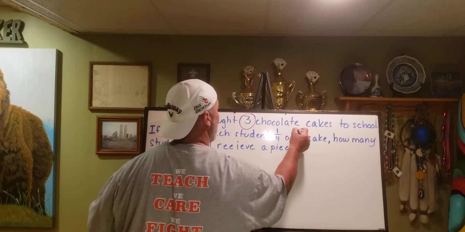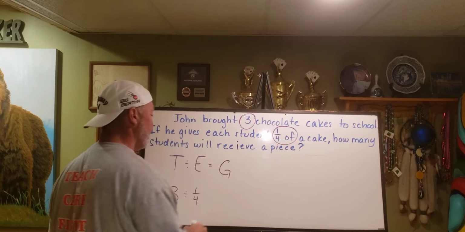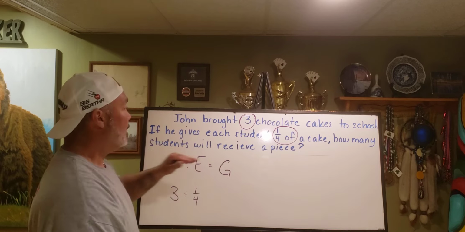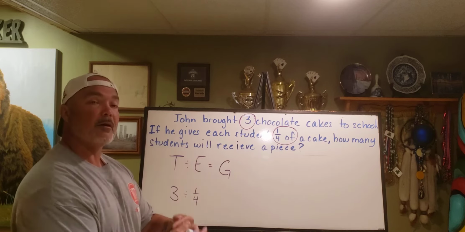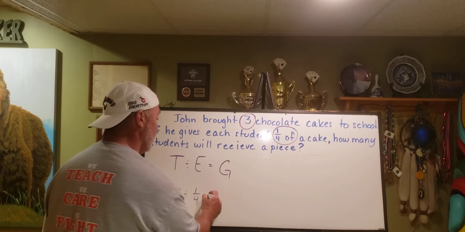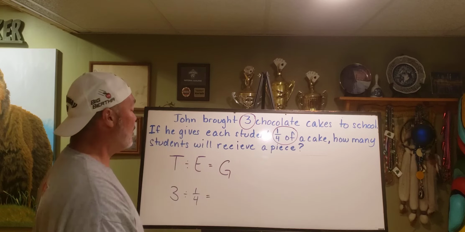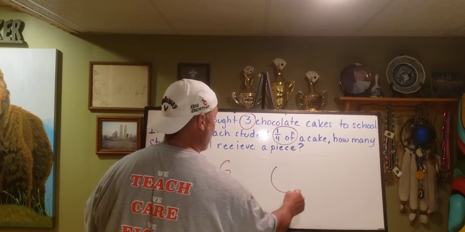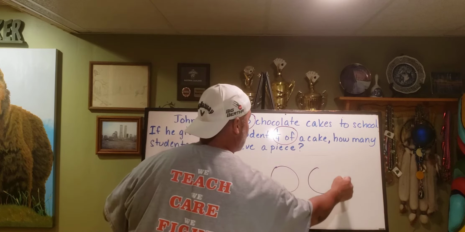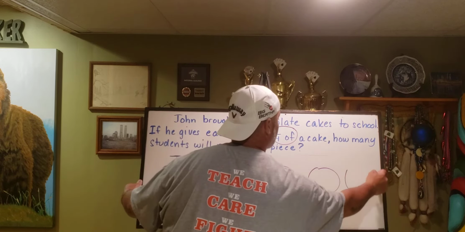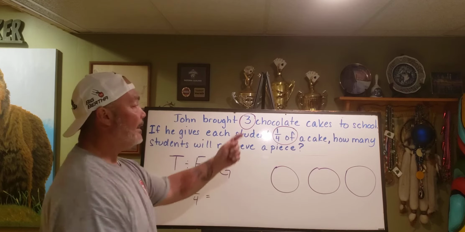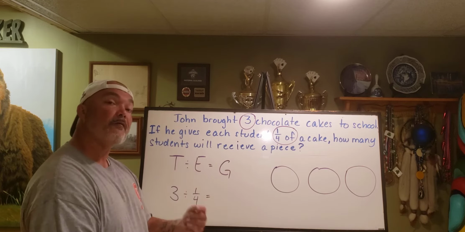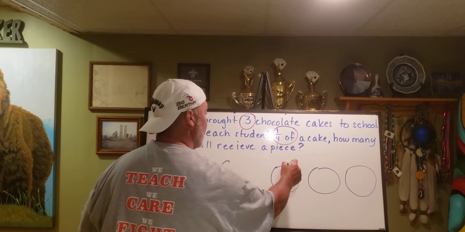So I'm going to circle my 1/4, right? So here's my total. Here's my pieces. Now I'm looking for total pieces in the group, in the total group of pieces. So I have 3 cakes. I can represent that by drawing 3 circles. And I know that each one of the cakes has to be cut into fourths. So I cut them into fourths.